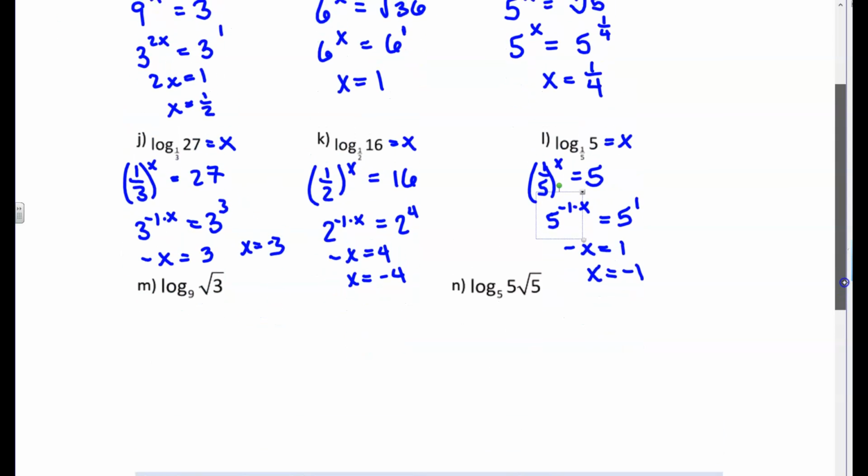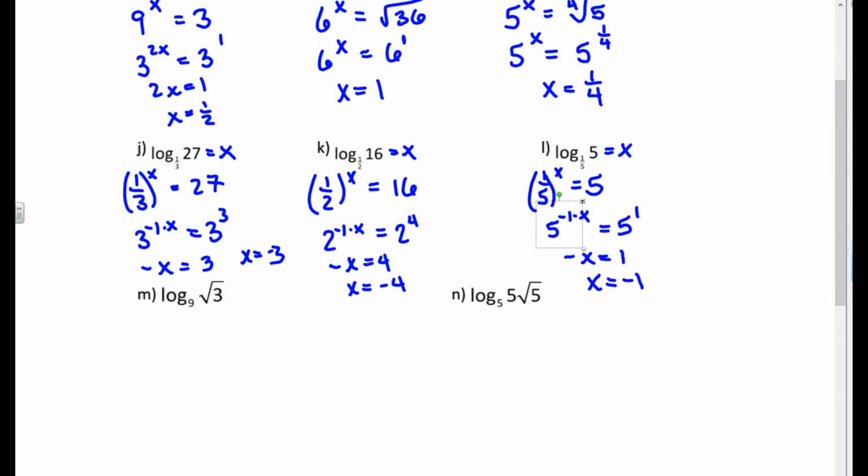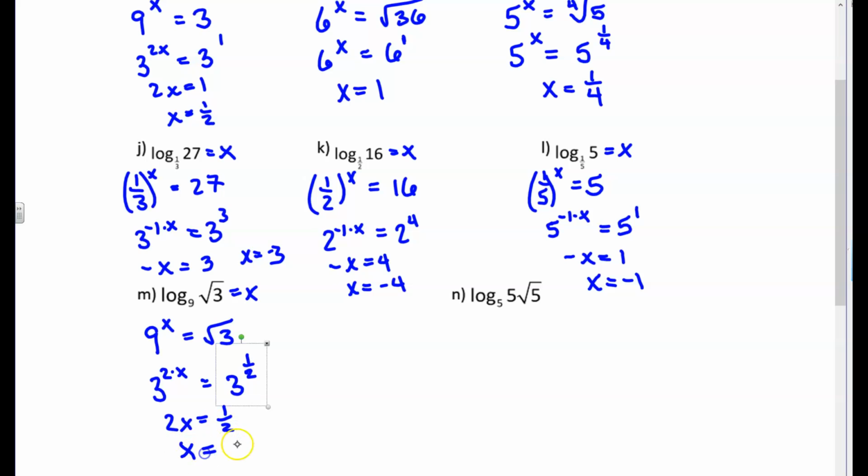Now let's take a look at this guy. Log base 9 of root 3. Set it equal to x. I'm going to say 9 to the x equals square root of 3. I'm going to rewrite both of those in base 3. 9 is 3 squared. We still have the x hanging on there, right? And then the square root of 3 is the same thing as 3 to the 1/2. So now we can drop the bases. 2x equals 1/2. I'm going to divide both sides by 2 to get that my x value must be 1/4.